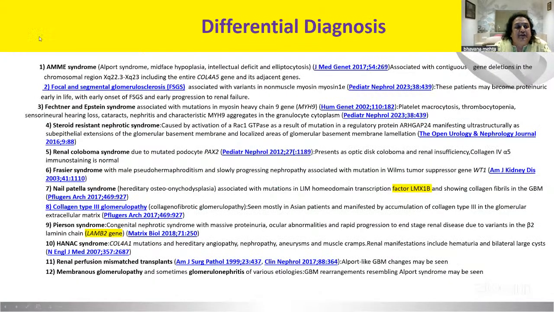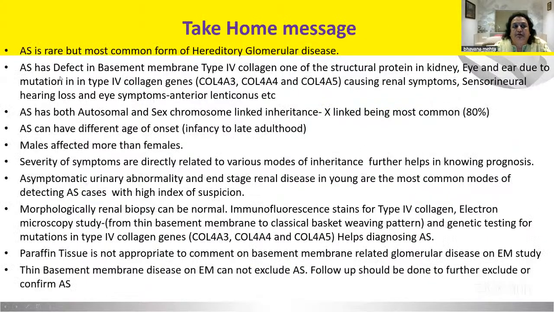There are so many differential diagnoses apart from the thin basement membrane disease, which I have just listed here, difficult to cover now. So my take-home message is Alport syndrome is a rare but most common form of hereditary glomerular disease. It has a defect in the basement membrane type 4 collagen, one of the structural proteins in kidney, eye, and ear due to the mutation in type 4 collagen genes called COL4A3, A4, and COL4A5, causing renal symptoms, sensorineural hearing loss, and eye symptoms. Most common is anterior lenticonus.